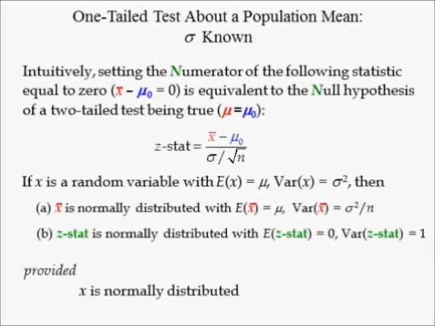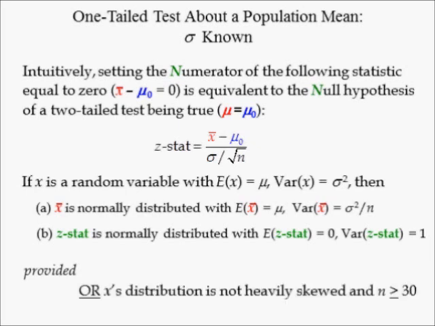X is normally distributed, or X's distribution is not heavily skewed and the sample size is 30 or larger, or X's distribution is heavily skewed and the sample size is big, meaning it's 50 or larger.